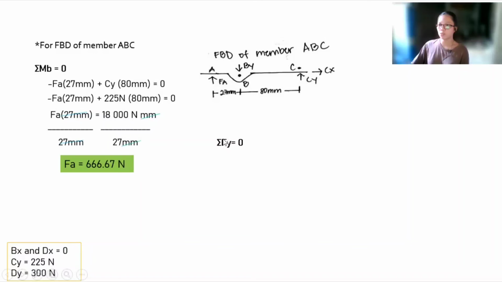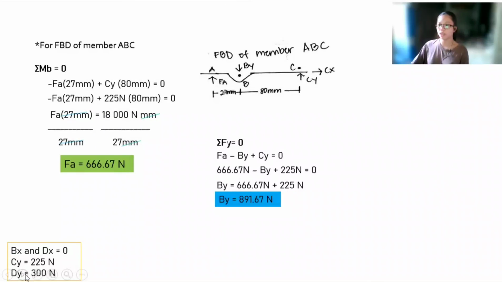To get the value for By, I use the summation of forces in y is equal to 0. So FA minus By plus Cy is equal to 0. And then I put in its values. And now, since I am looking for By, again I transpose By, and its sign changes. So By is equal to 666.67 Newton plus 225 Newton. So By would be equal to 891.67 Newton. So Cx here, since it also intersects all the components, summation of forces in x is equal to 0, so Cx is equal to 0 Newton.